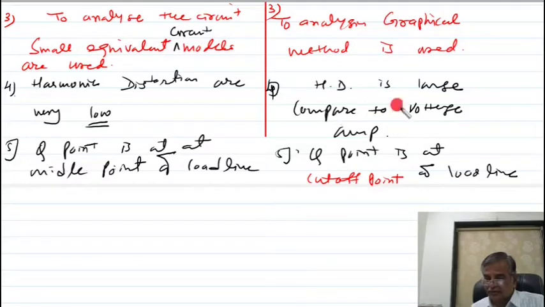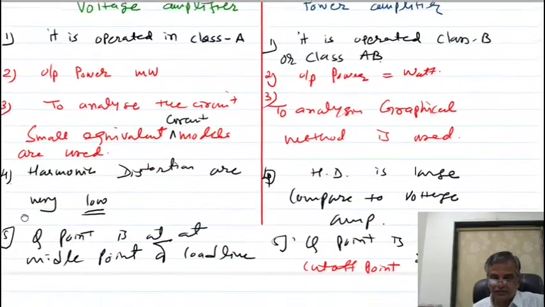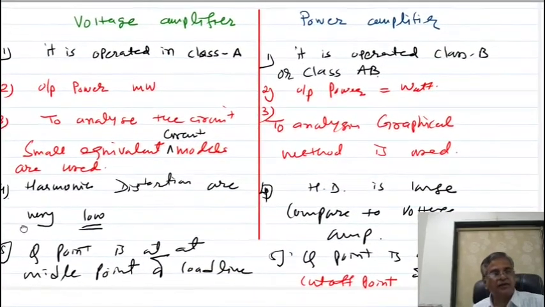So here the harmonic distortion is large because the transistor operated between two extreme points of the load line. It is operated from saturation to cutoff point of the load line. So as a result, harmonic distortion is large. So this is your basic difference between voltage amplifier and power amplifier.